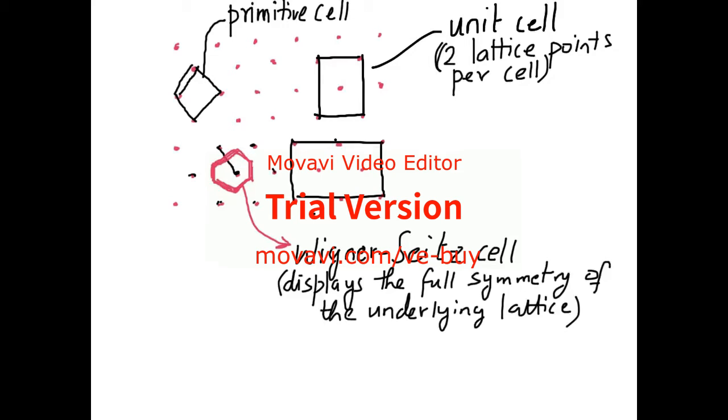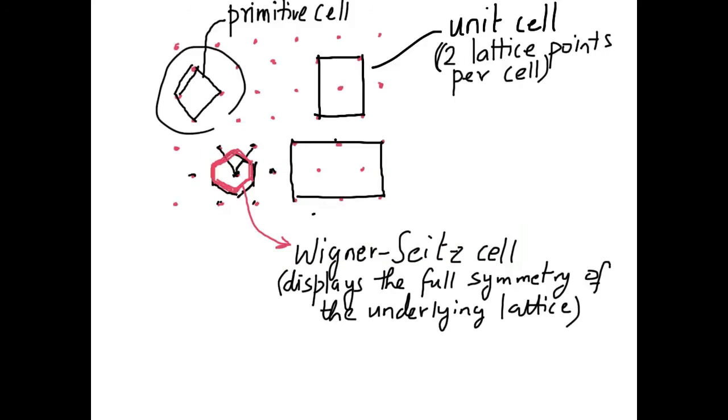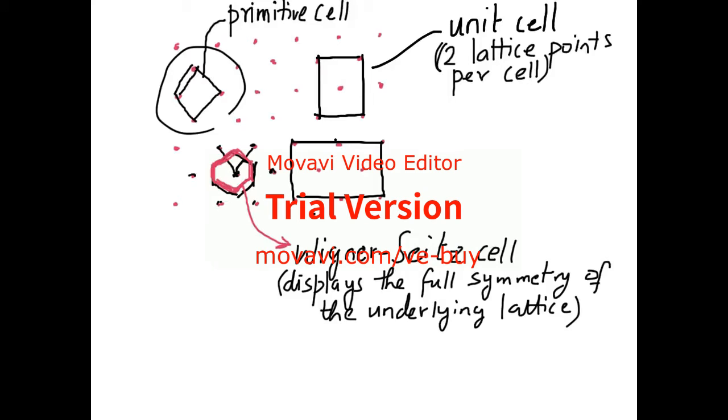So the Wigner-Seitz cell, as I mentioned earlier, is the most spherical primitive cell you can imagine for a given lattice. And interestingly, it also displays the full symmetry of the underlying lattice. In this particular case, it's a hexagonal symmetry that is actually revealed by the construction of this Wigner-Seitz cell.